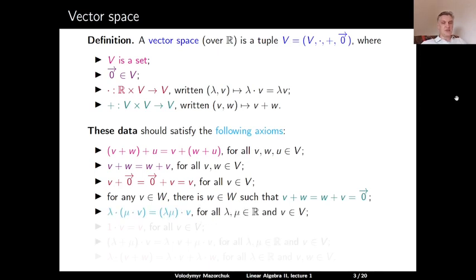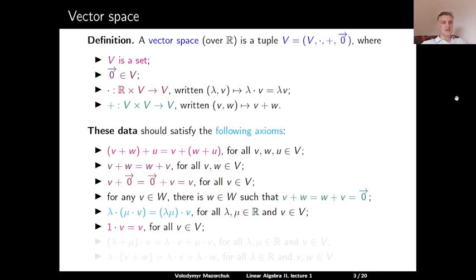The next axiom says that for any element v in V and any 2 real numbers lambda and mu, if we first multiply v with mu and then with lambda, we should get the same outcome as we immediately multiply v with the product of lambda and mu. The next axiom says that 1 times v is equal to v for any element v in V.